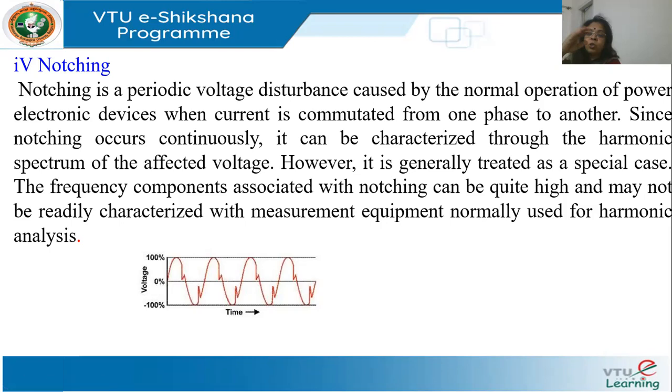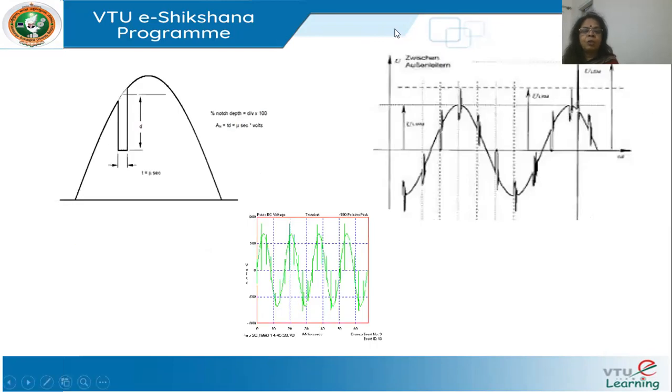Why? A transient also has high frequency, but it dies down. But this has high frequency and doesn't die down. It appears continuously because the operation of a converter is continuous. So you see it like this. We call this the notch depth, and then there is the duration of the notch. These are the two things which are characterized. I've just put in some figures of converters, which are all available. The notching is present all the time.